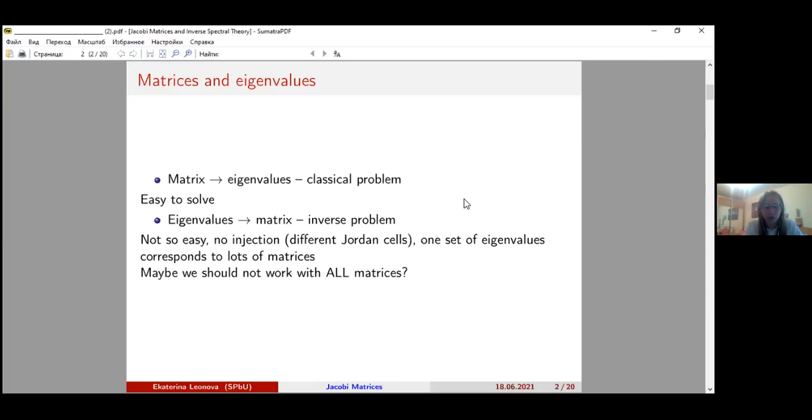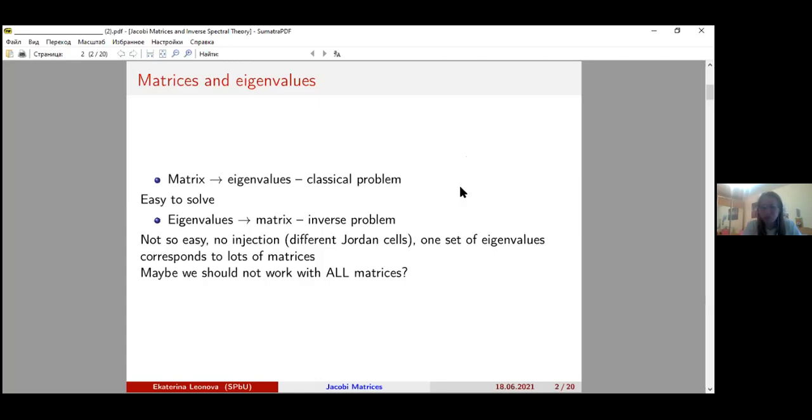So there is a question: can we go backwards now? If the eigenvalues of the matrix are given, what information can we obtain about the matrix? It's not so easy, because first of all, we don't even have an injection if we have just some amount of eigenvalues. If there are repeated eigenvalues, we don't know how the Jordan cells look, because there might be one big Jordan cell or a lot of small Jordan cells. So we don't have an injection.